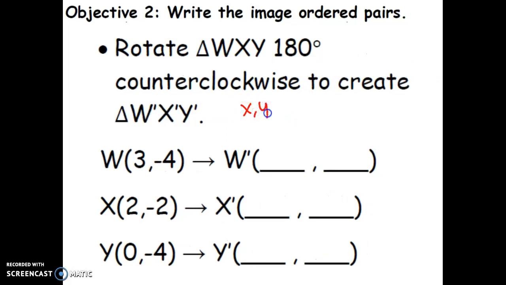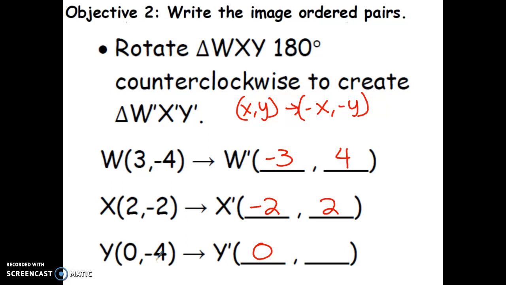180 degrees, we remember that our function is (negative x, negative y), meaning we will just change the sign of both x and y. 3 becomes negative 3. Negative 4 becomes positive 4. 2 becomes negative 2. Negative 2 becomes positive 2. 0 stays the same. And negative 4 becomes positive 4.